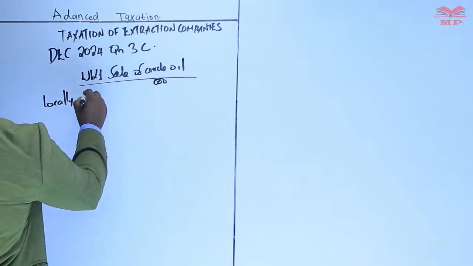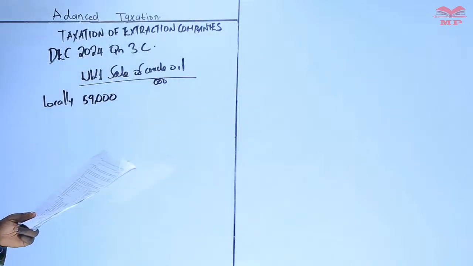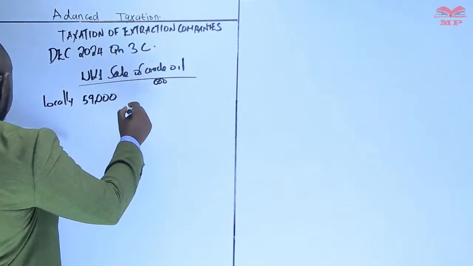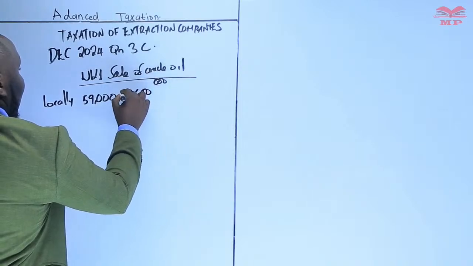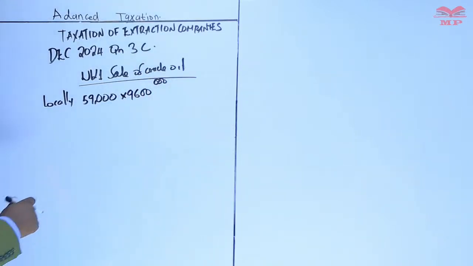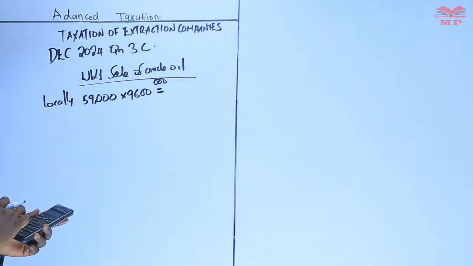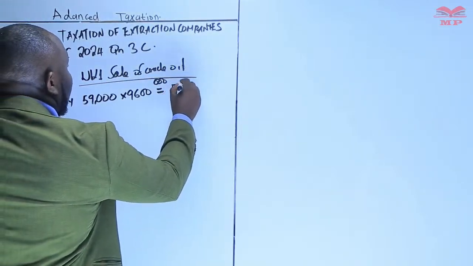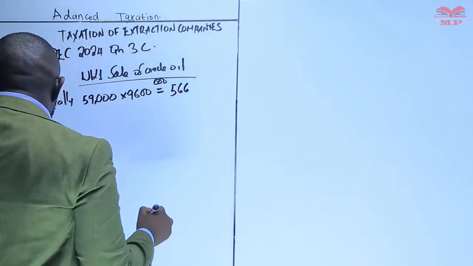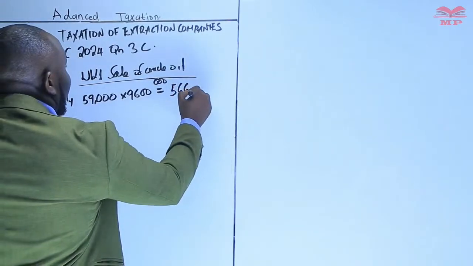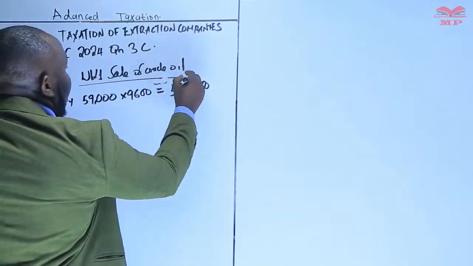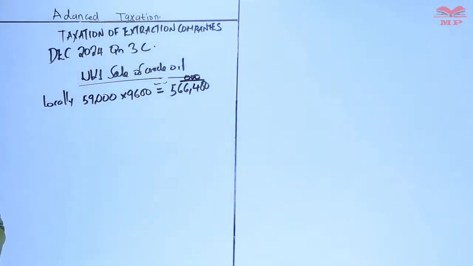So locally we have 59,000 barrels, and we are being told in additional information that locally we sell a barrel at 9,600. So we get the figure for that. That should be 59,000 times 9,600, which is 566 million, 400,000. But we are rounding to 1,000, so that should be 566,400. We note it there.